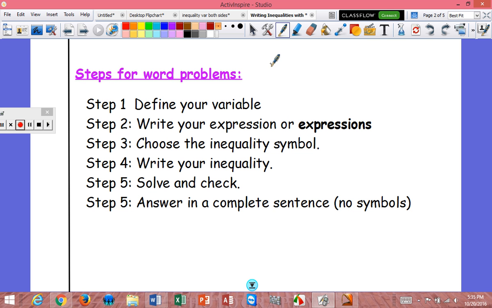So whenever we see a word problem with inequalities, the first thing that we want to do is define the variable. Then we want to write the expression or expressions. Okay, so we may see a word problem that requires us to write a variable on each side. We're going to choose the inequality symbol. Then we're going to write the inequality. We will solve and check. And since we have a word problem, we want to answer it in a complete sentence.